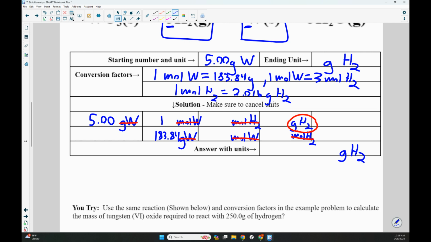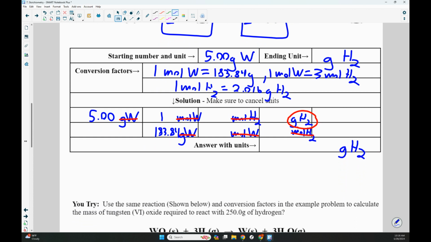And from the equation, we know that there is 3 moles of H2 for every 1 mole of tungsten. And finally, the molar mass of hydrogen, 1 mole of hydrogen is equal to 2.016 grams. So now we just have to multiply on top and divide down. And we're going to do that in one process, only hitting enter once.